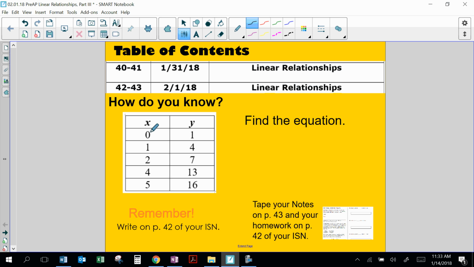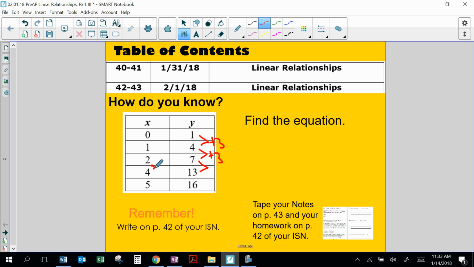So how do you turn a 0 to a 1, a 1 to a 4, a 2 to a 7, a 4 to a 13, a 5 to a 16? Well, you think it's plus 1 or times 1, but it doesn't work for every one of these. So we're going to have to look at the rate of change. What is the rate of change from 1 to 4? Plus 3. 4 to 7, plus 3. 7 to 13. Oh, they skipped here. They skipped the third one.